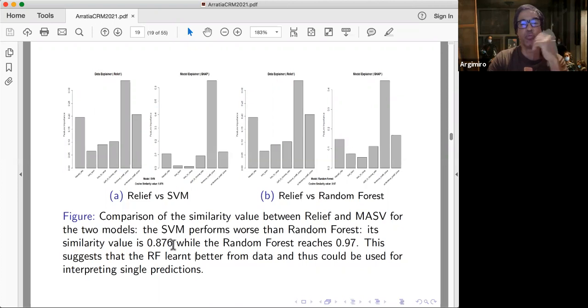And by computing the cosine similarity, we see that the similarity for the support vector machine is 0.876 and the random forest is 0.97. So random forest has learned better from the data, and could be used better for prediction.